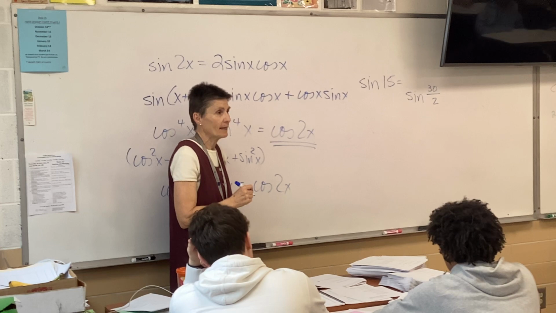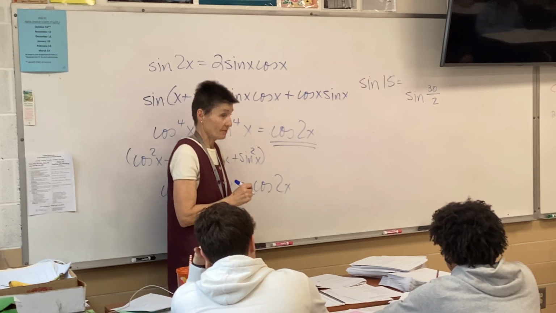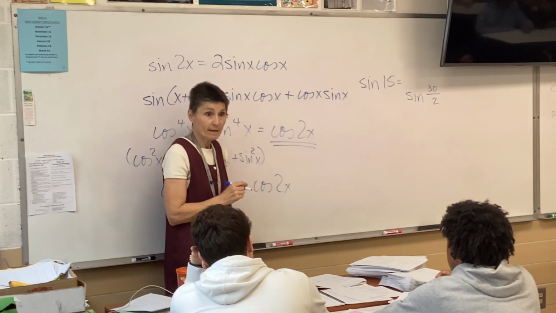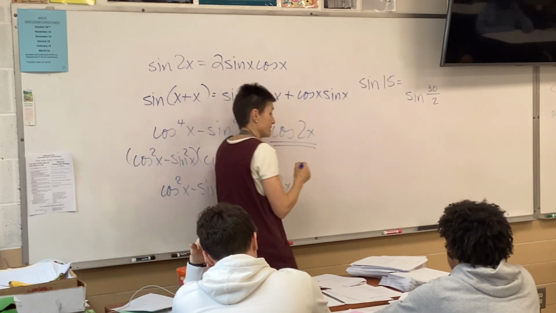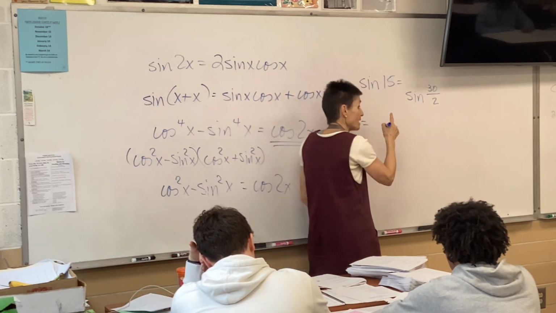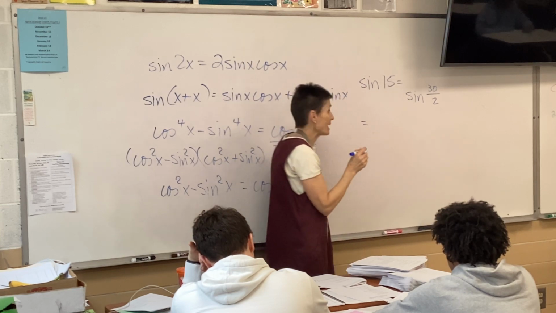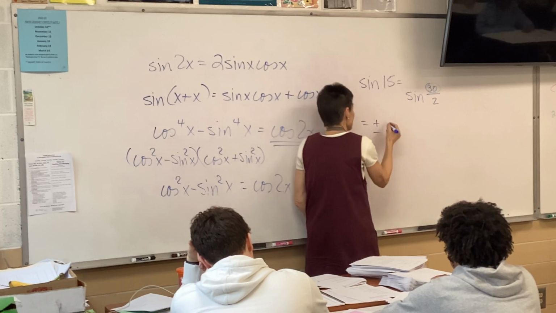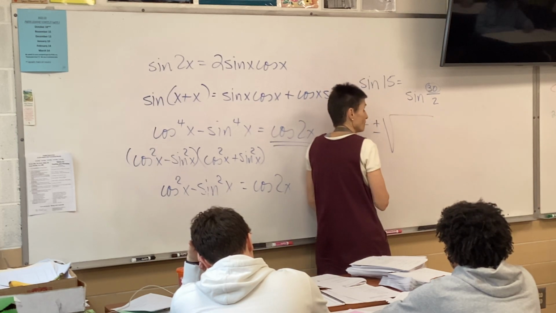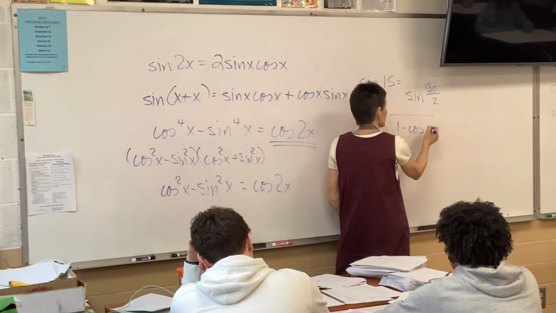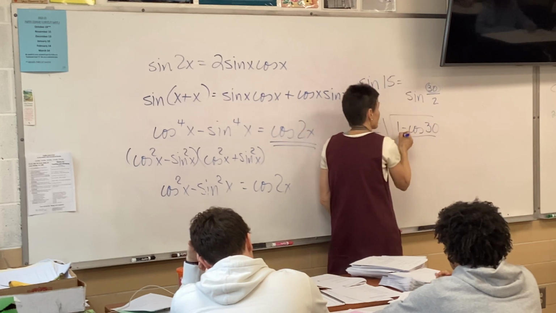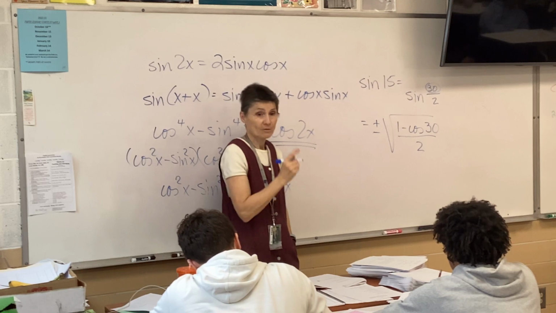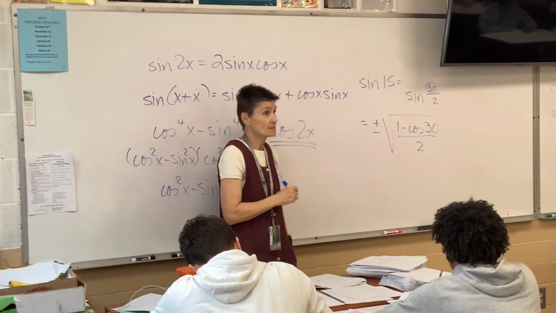15 is half of 30. Okay, now what does my formula say about the sine of half an angle? This is like your theta. It's plus or minus the square root of 1 minus cosine 30 over 2. Our theta is 30, right? Because 30 over 2.